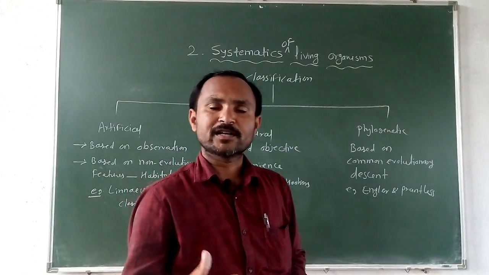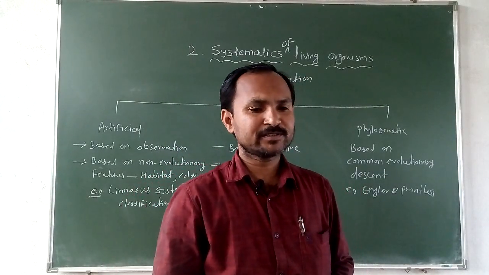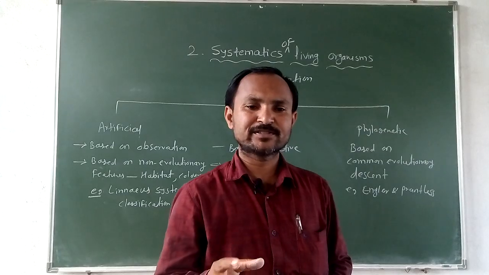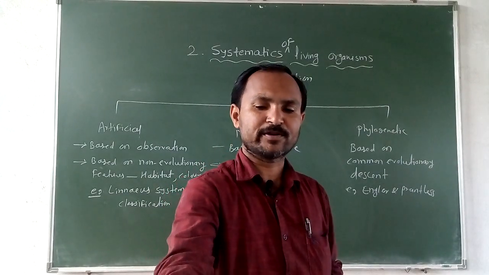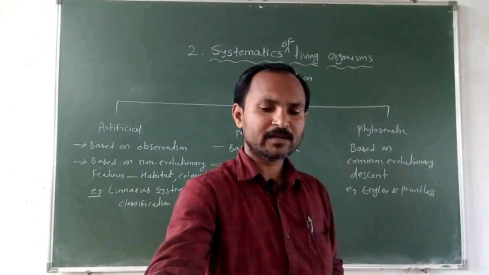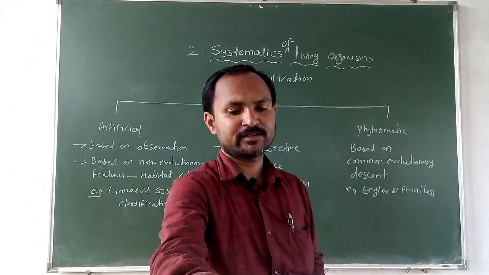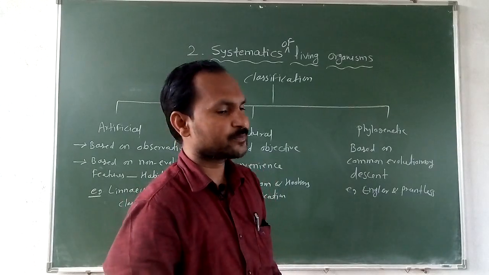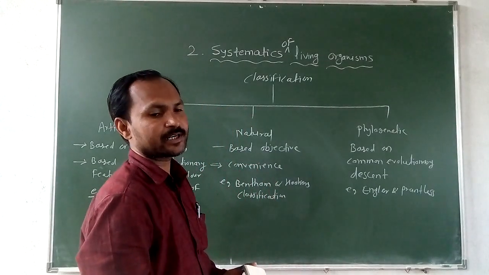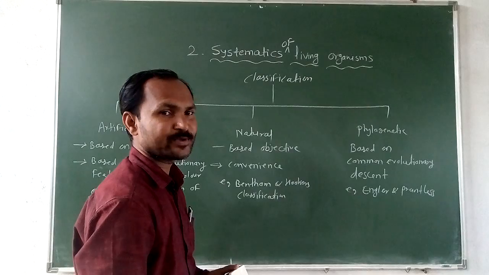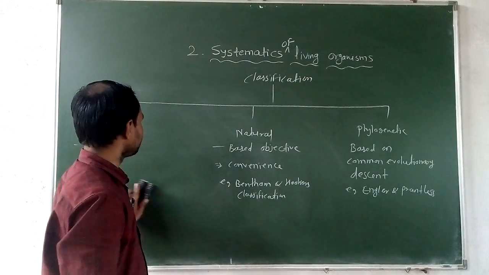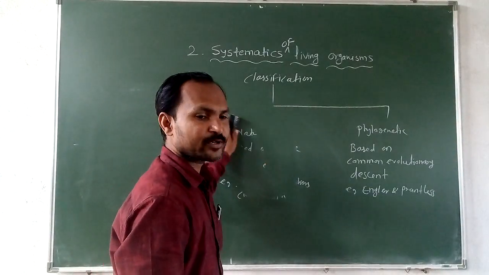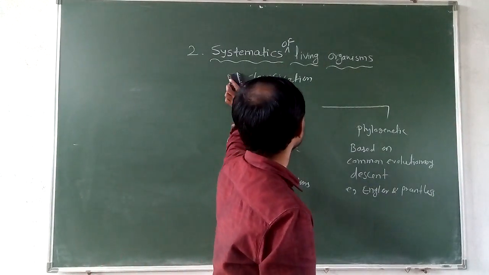In classification, two terms are always used: taxa and categories. We will see those terms in the next point, the taxonomic categories and taxonomic hierarchy. Now the next point, three domains of life. This is about classification and its types. The next important point we call the three domains of life.